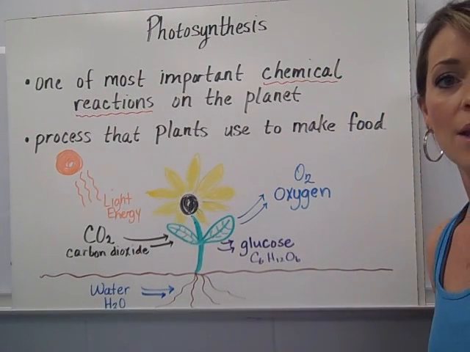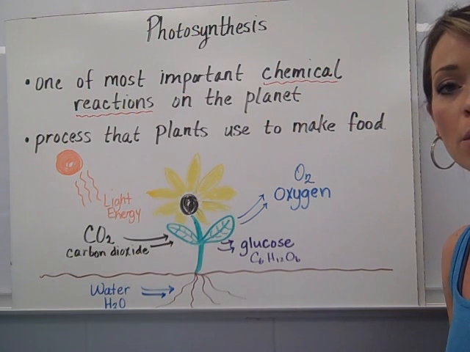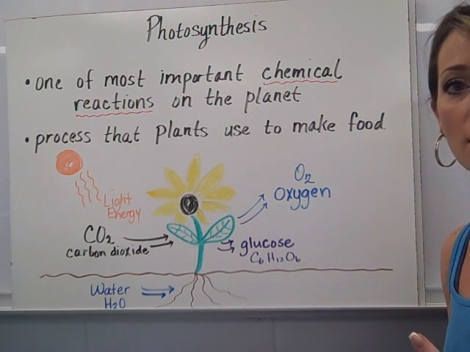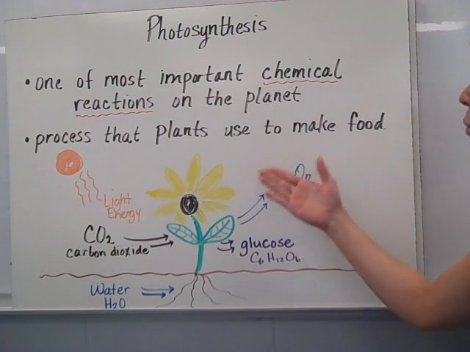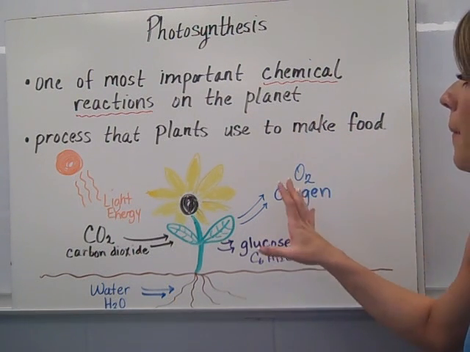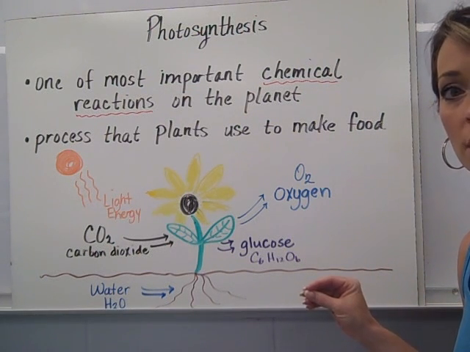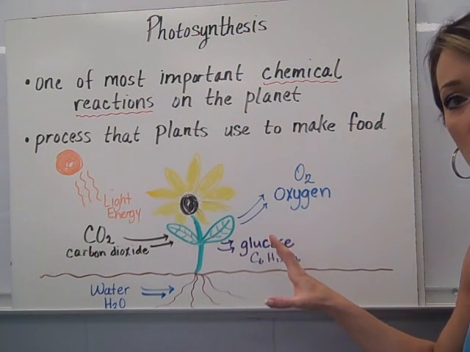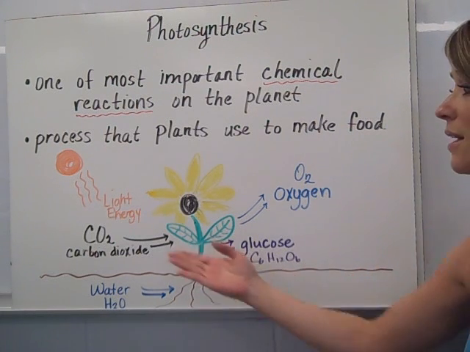Okay, today we're going to be talking about photosynthesis, and photosynthesis is a very important chemical reaction. It's a chemical reaction that takes place in a plant cell and allows the plant to produce its own food. If you remember when we talked about chemical reactions at the beginning of the school year, when we were doing our chemistry unit, we said that a chemical reaction is when you have a new substance produced that wasn't there before.